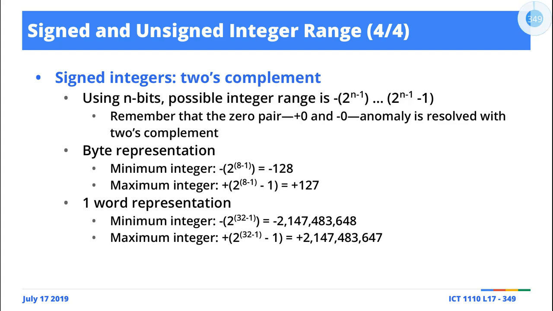Things only change when we're working with two's complement. Why do we have to change them? Because we've solved the problem we had where we had two zeros. We effectively got rid of the negative zero. So instead of having a negative zero, we have an additional slot for a negative number. So the range becomes negative 2 to the power n minus 1 all the way up to positive 2 to the power n minus 1 minus 1.